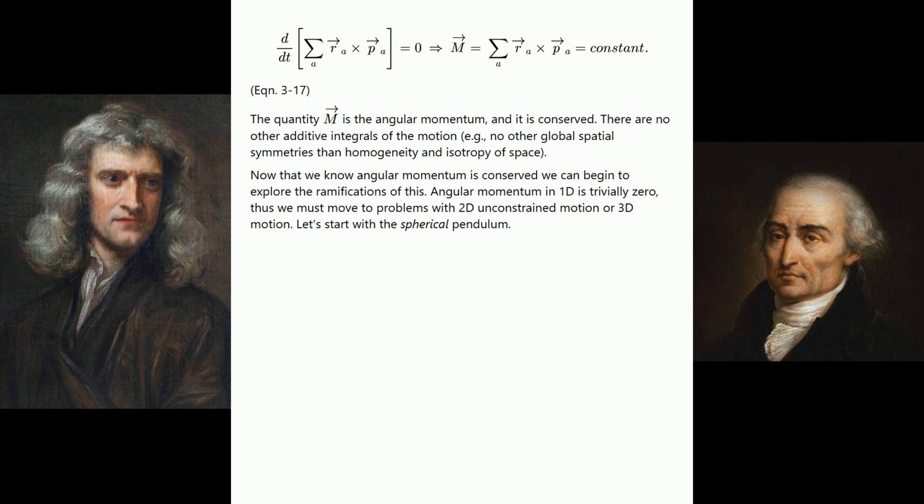There are no other additive integrals of the motion, e.g., no other global spatial symmetries than homogeneity and isotropy of space. Now that we know angular momentum is conserved, we can begin to explore the ramifications of this. Angular momentum in 1D is trivially 0, thus we must move to problems with 2D unconstrained motion or 3D motion.